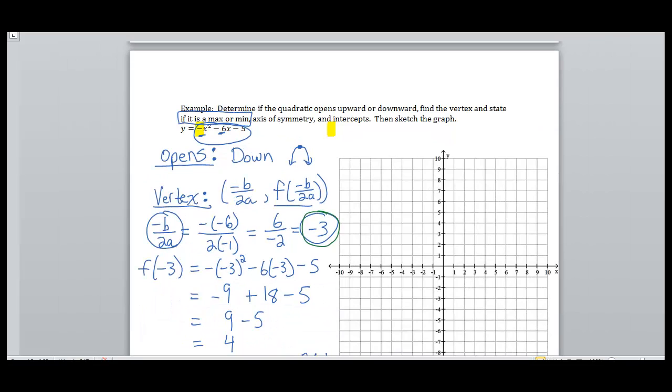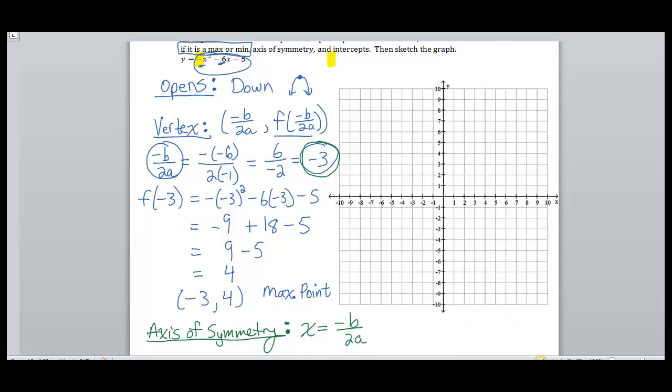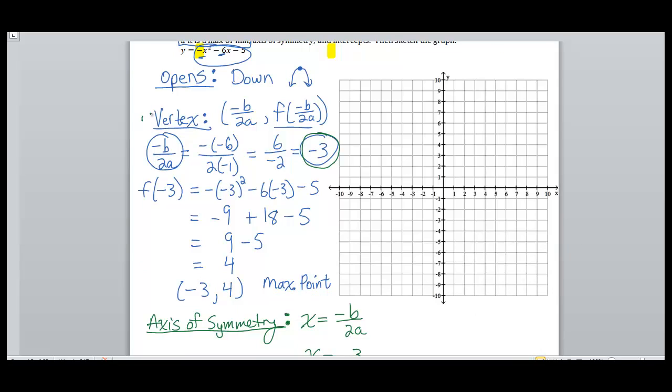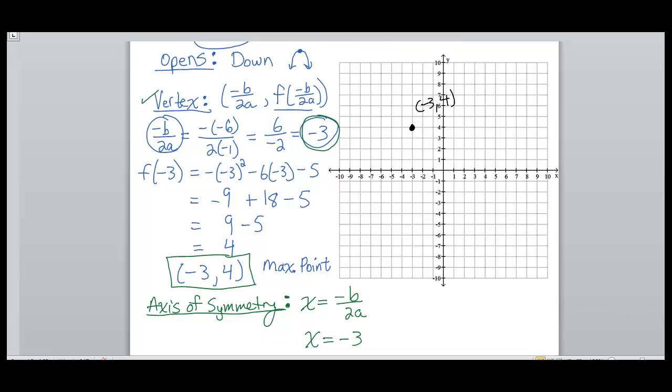All right, so I'm going to start. I know that it's opening downward, but I don't know where, so I'm going to go to my vertex next. All right, my vertex is at the point -3, 4. So at that point, -3, 4, I'm going to put my point. And I know that's my vertex. It's opening down. I'm going to label my point. That's my vertex. My axis of symmetry is the line x equals -3. Now, this actually isn't a part of my graph. It's just a feature. So I'm going to draw that vertical line, but I'm going to dash it in since it's not really a part of my graph.